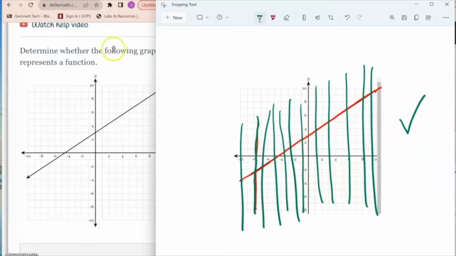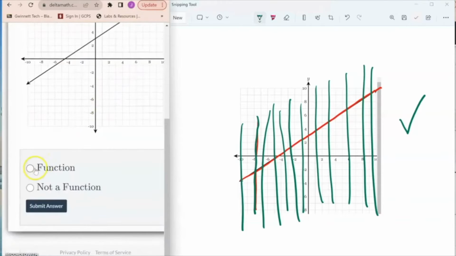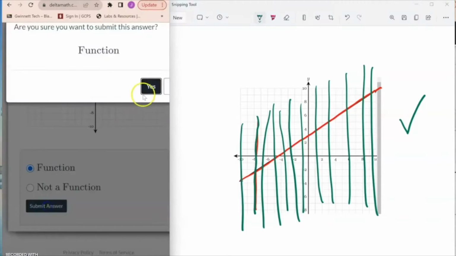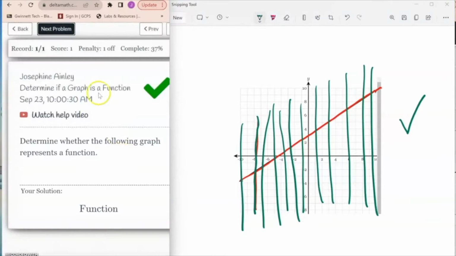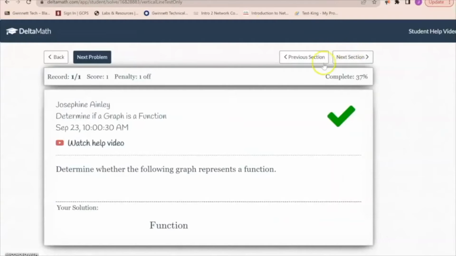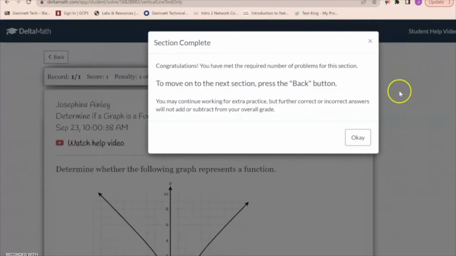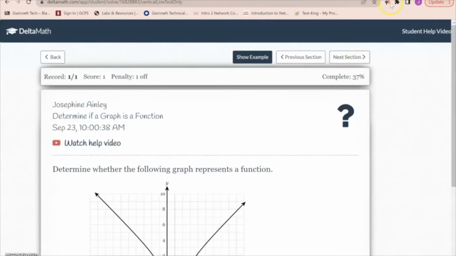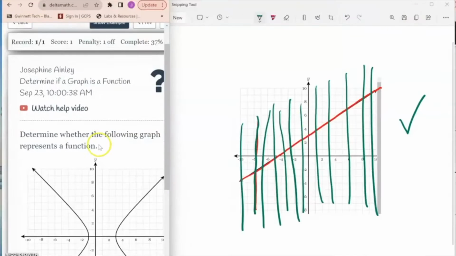All right, I am going to find an example which tells me it's not a function. So just hang tight real quick. I'll do another example. Next problem. Or it's not going to let me do another problem. Pause. Next problem. Oh, good. Okay, congratulations, whatever.